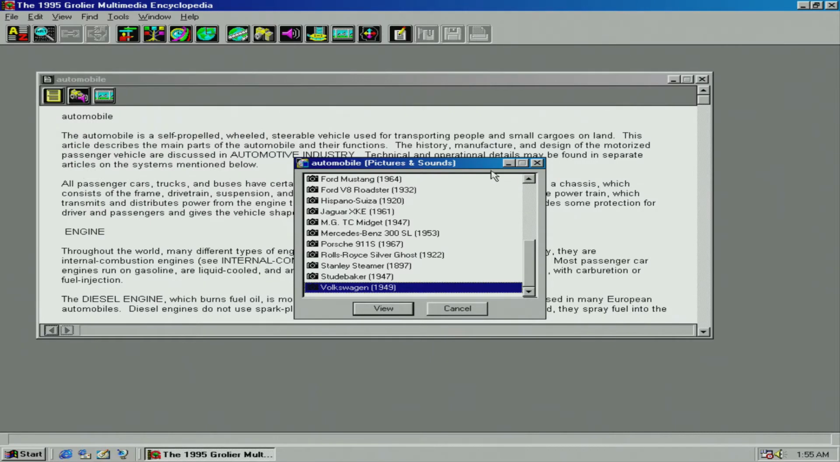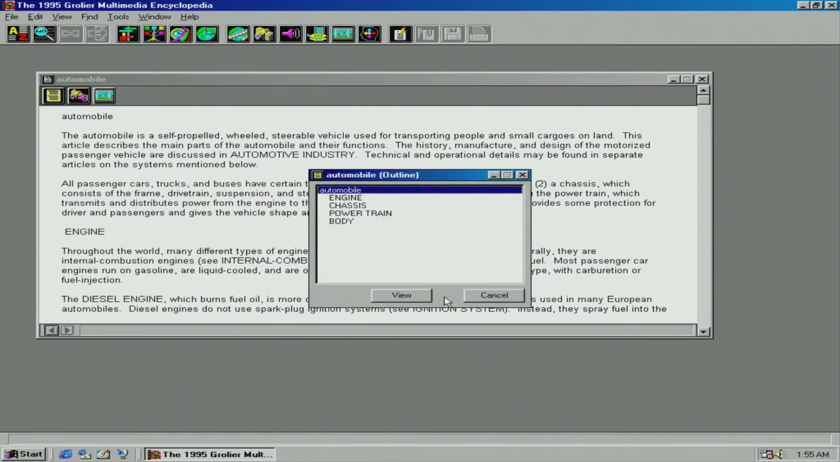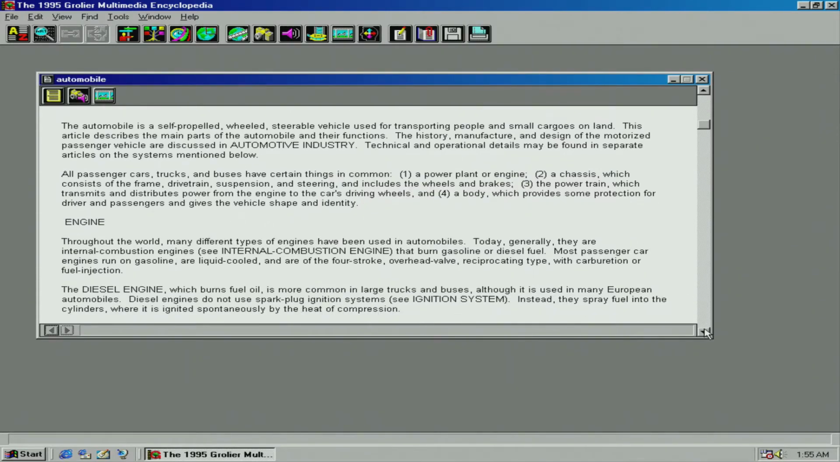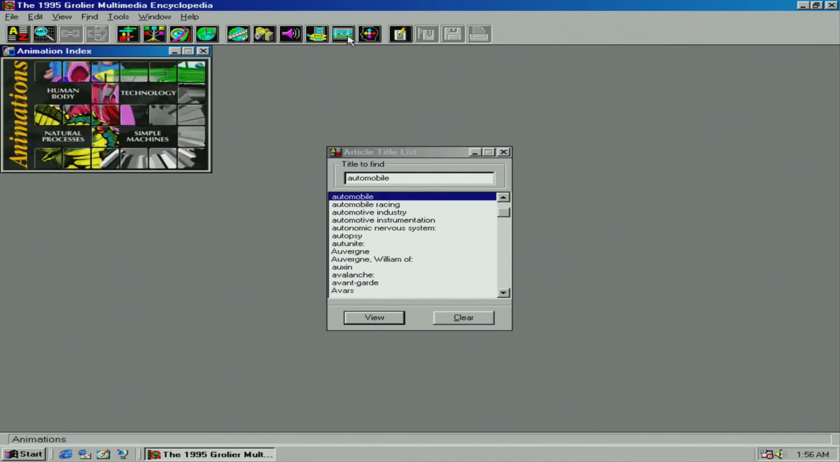You have to close each one. Okay, let's look up something else. Or let's look at this section. Animations.